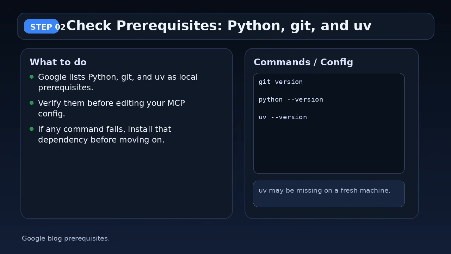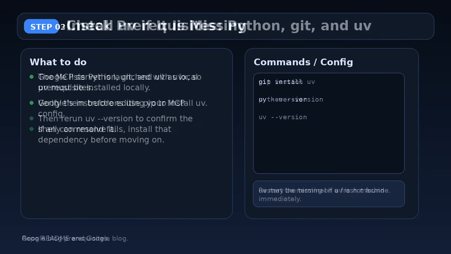Step 2. Check prerequisites: Python, Git, and UV. Before editing any configuration, verify that the required local tools are installed. Google lists three prerequisites: Python, Git, and UV. Open your terminal and run git --version, python --version, and uv --version. If any of these commands fail, install the missing tool before moving to the next step.